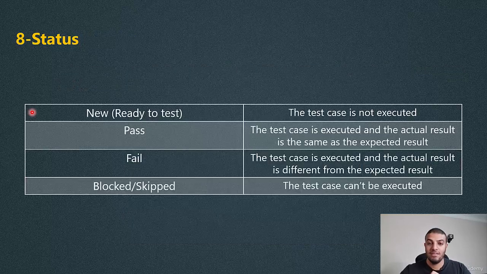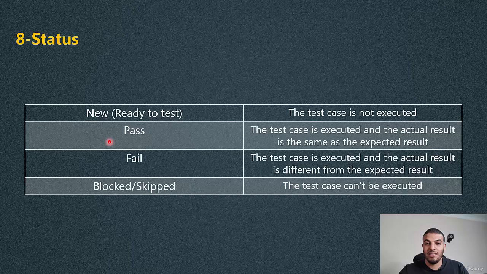Then we have the status of the test case. We have four major statuses. We have more, but these are the most important. The first is new or ready to test. So when you design the test case, when you write it, it is new or ready to test. It is not executed. So this is the default state of the test case. Then we have pass. So after executing the test case, if the actual result is like the expected result, we say, okay, this test case has passed.